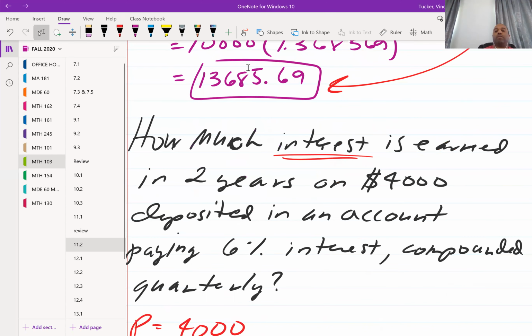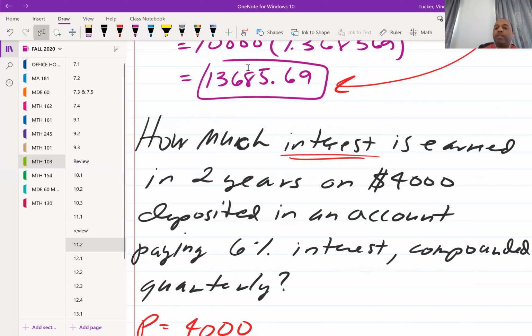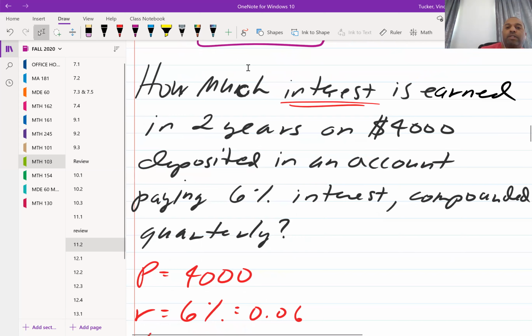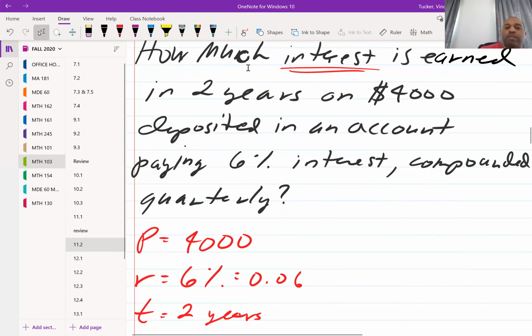All right. So the next one: how much interest is earned in 2 years on $4,000 deposited in an account paying 6% interest compounded quarterly? So notice it asks us how much interest is earned in 2 years. So as always, you write down your given information first.